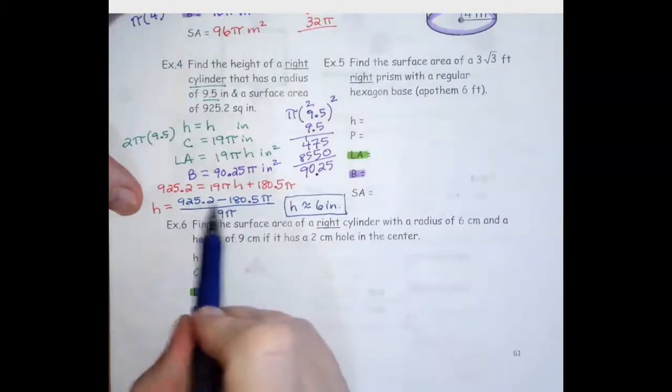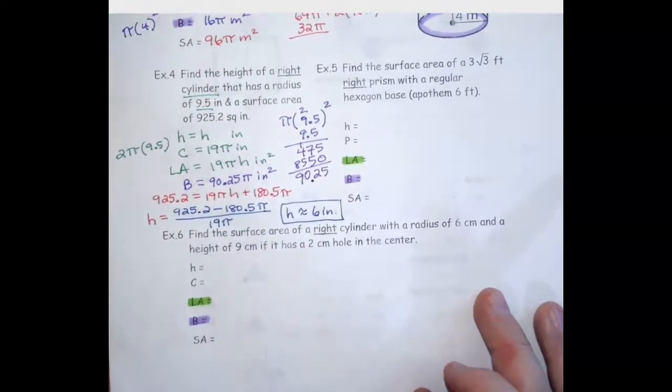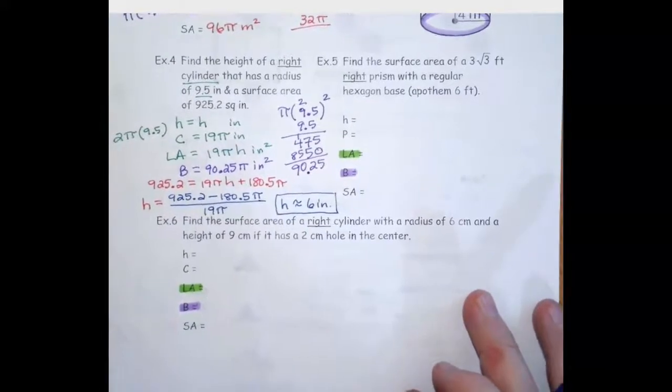So you might want to try that on your calculator and see if you can get it to be 6.00. I think it's 000. Okay.